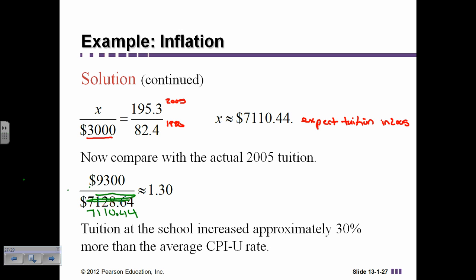So what this tells us is that the tuition at the school increased about 30% more than the consumer price index expected it to. So that's not necessarily a good thing. That means the school's tuition was increasing faster than it should have for that period of time.